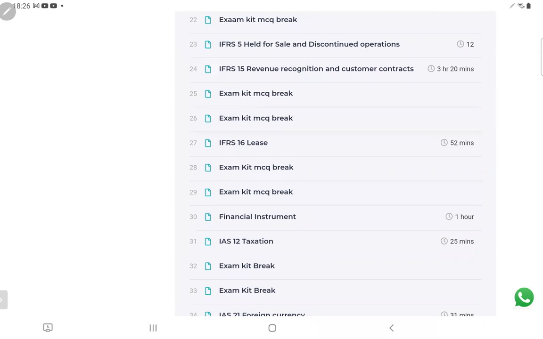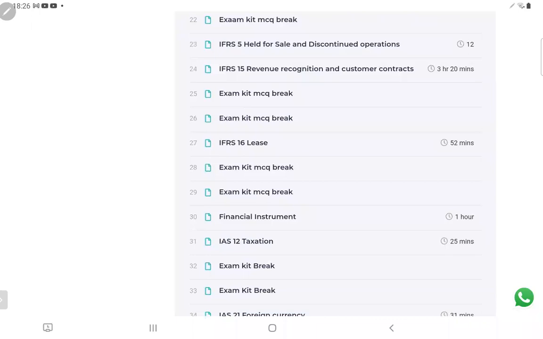Then we will move to another key standard, which is IFRS 16, leases. What is a lease, what is a finance lease, what are short-term leases, what are their accounting treatments, what are sale and lease back transactions, and what is their accounting treatment. All you will learn in it. Then again we will have exam kit MCQ breaks, obviously too.